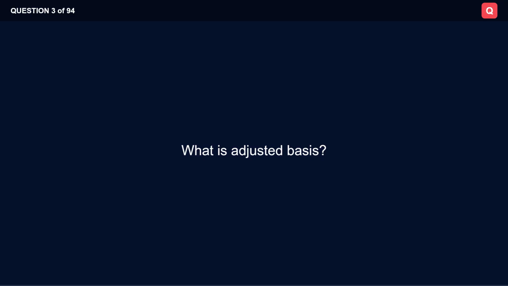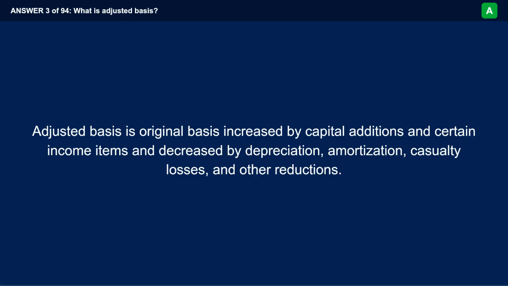What is adjusted basis? Adjusted basis is original basis increased by capital additions and certain income items, and decreased by depreciation, amortization, casualty losses, and other reductions.